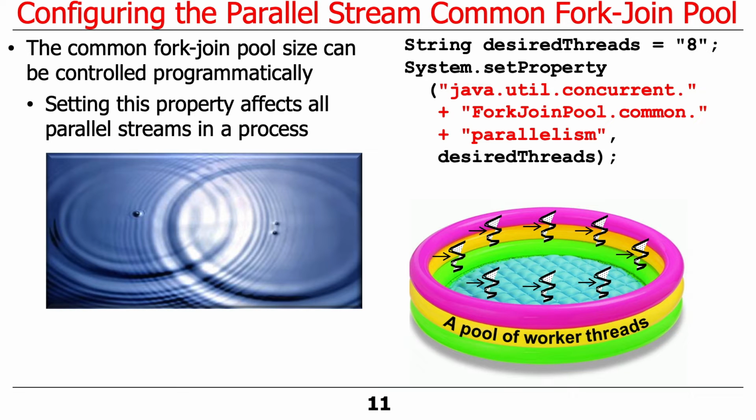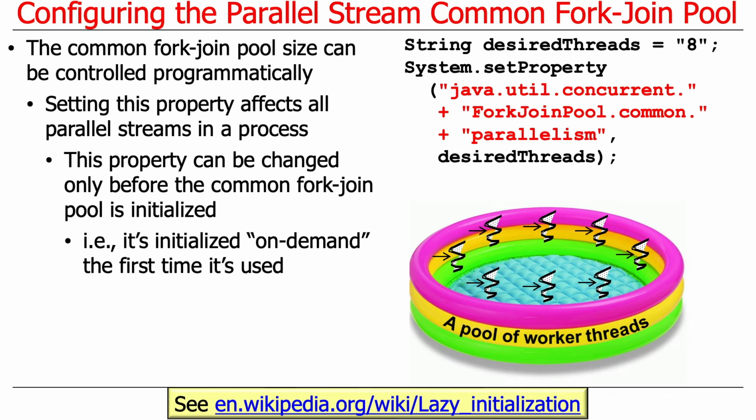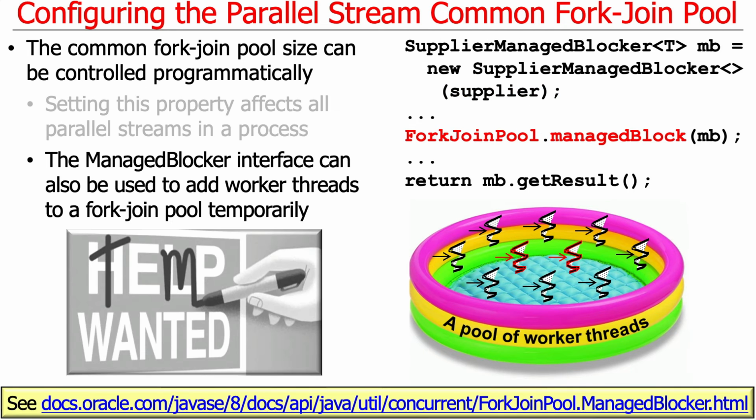The other problem is that setting this property affects all the parallel streams within a process. If you make it too small, then threads in other parallel streams are not going to be able to run in parallel. If you set it too large, you'll be wasting resources unnecessarily. Another complexity is you can only change this property before the common fork join pool is initialized. If you look carefully at how the fork join pool works, it's a singleton-like mechanism. It's not a singleton, but it's like a singleton in the sense that it's lazy, and the first time it's accessed, it'll initialize itself. So you have to make sure you set this system property before you use it the first time.